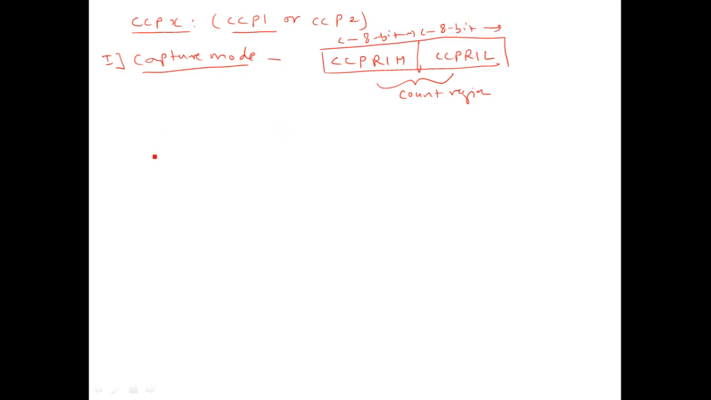One more thing: each of these modules has a control register that is denoted by CCP1CON register. This is an 8-bit register. You have to adjust the bit pattern in order to set the mode of operation of this particular module. These modules basically use timer 1 for their operation by default.